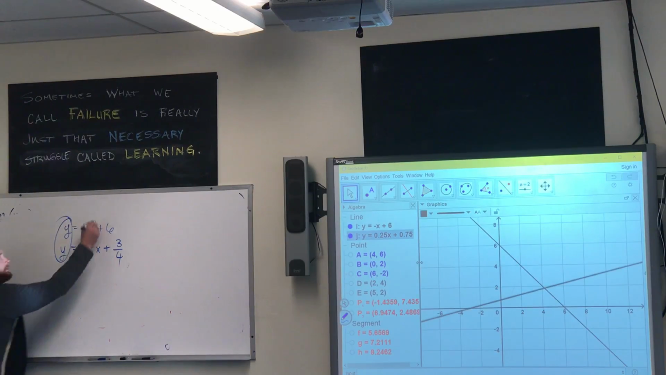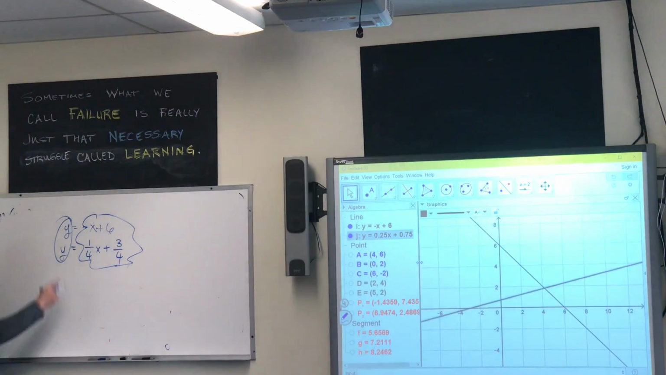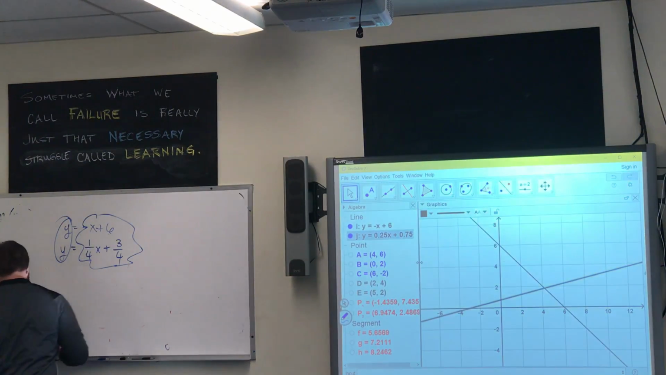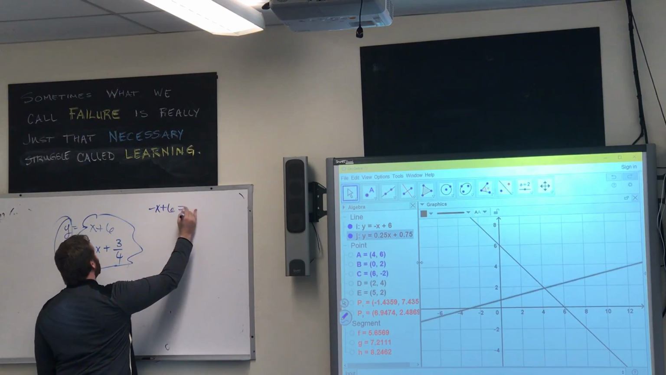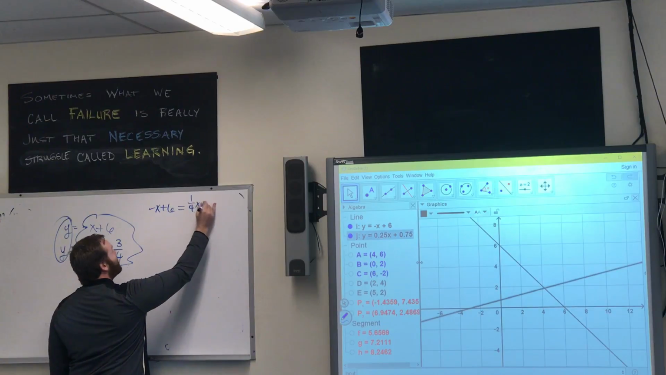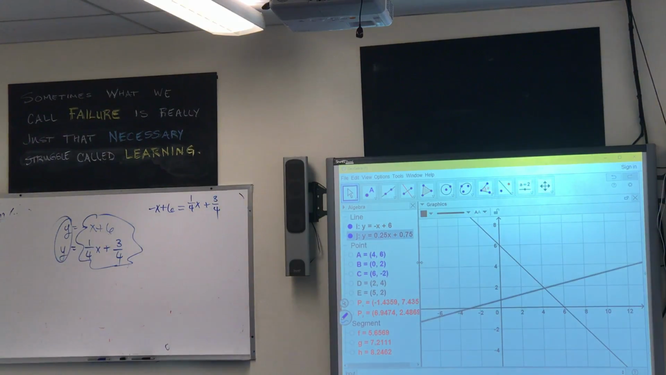Those two things have to be equal, right? So I'm going to take negative x plus 6 is equal to 1/4 x plus 3/4. We've done this year, right? We've done the substitution technique for systems of equations. Why'd you get rid of the y's? You just canceled out the lines? Because these y's are the same. Oh, we're gonna find x.